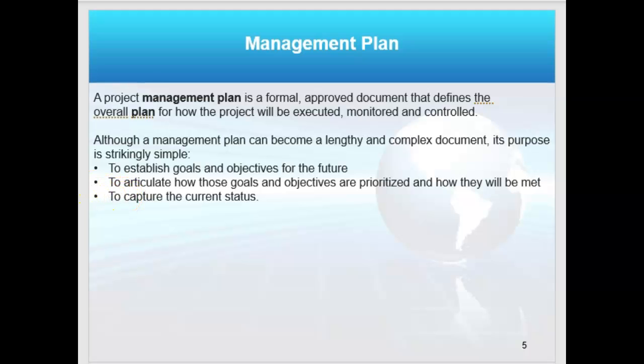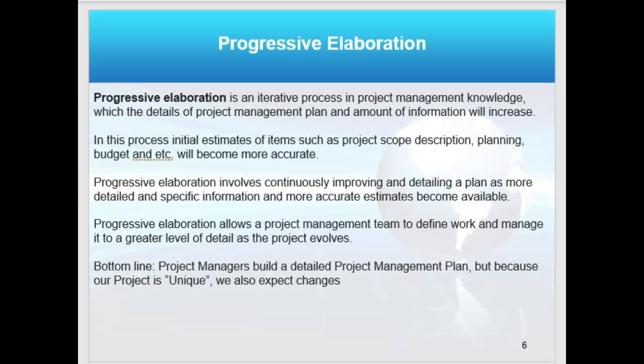And it's how we articulate the current status. Through all of this, we progressively elaborate, right? So progressive elaboration is this iterative process. We built this detailed project plan, but we will learn things along the way, and that's progressive elaboration. In a nutshell, it's continuously improving and detailing the plan as more information becomes available, right?